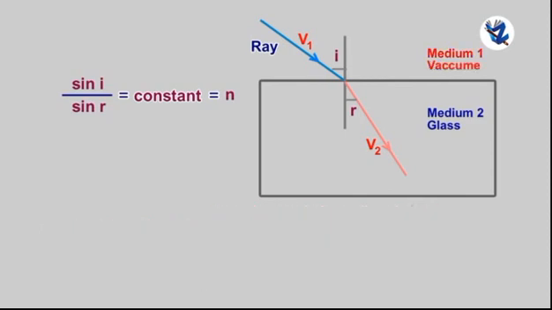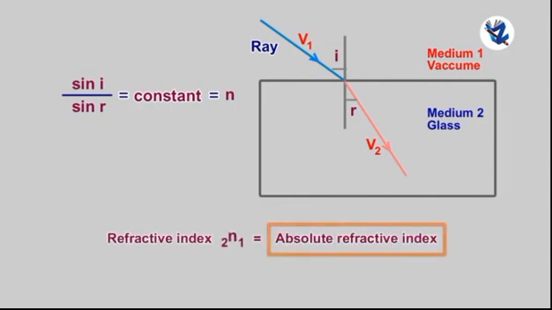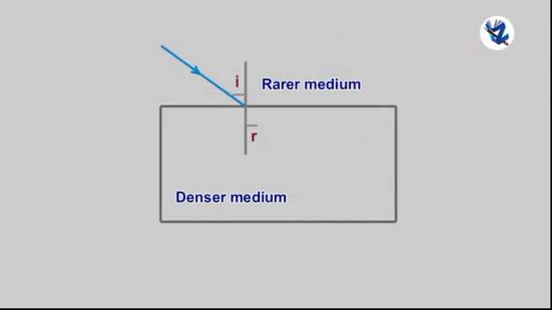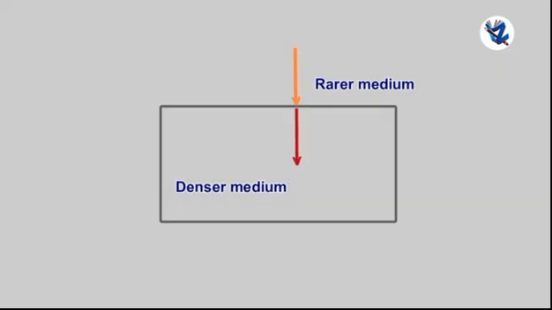If the first medium is vacuum, then the refractive index of medium 2 is called the absolute refractive index and is written as n. When a light ray passes from a rarer medium to a denser medium, it bends towards the normal. When a light ray passes from a denser medium to a rarer medium, it bends away from the normal. And when a light ray is incident normally at the boundary between two media, it does not change direction. That means it does not get refracted.